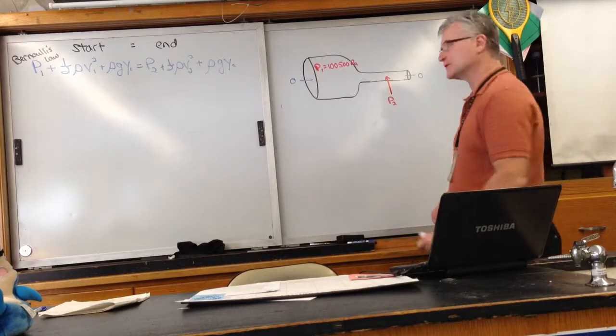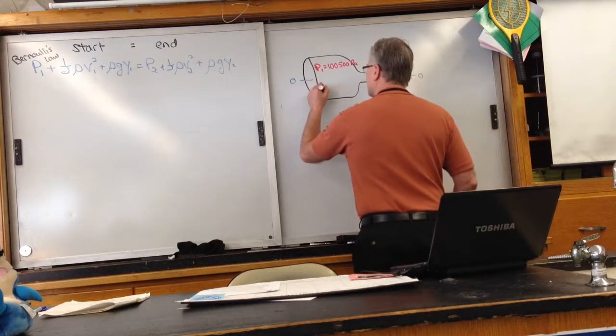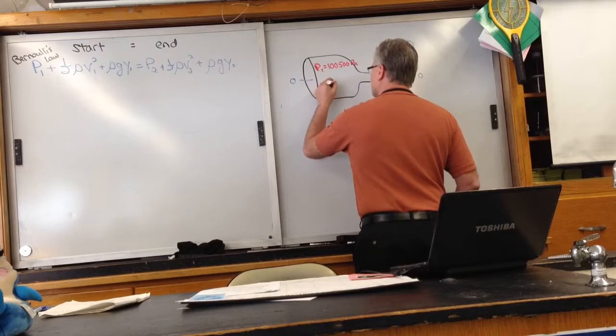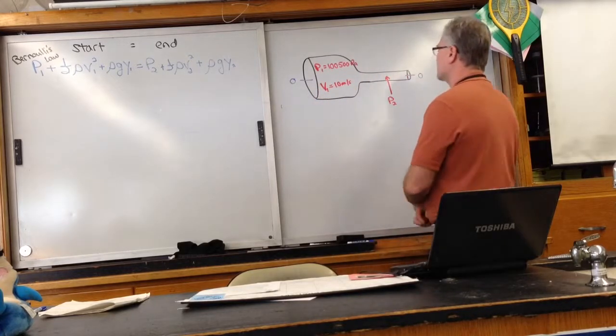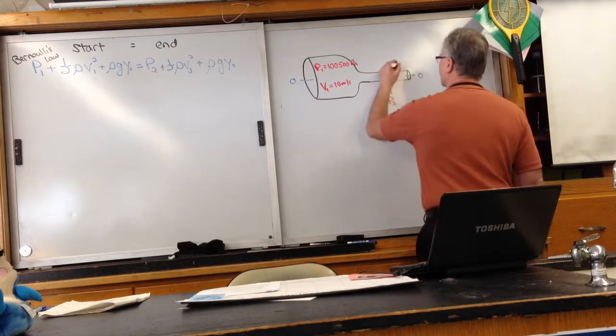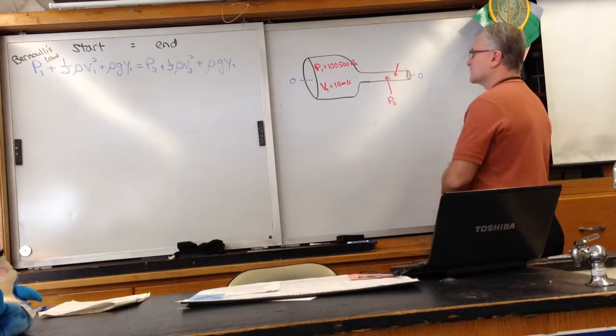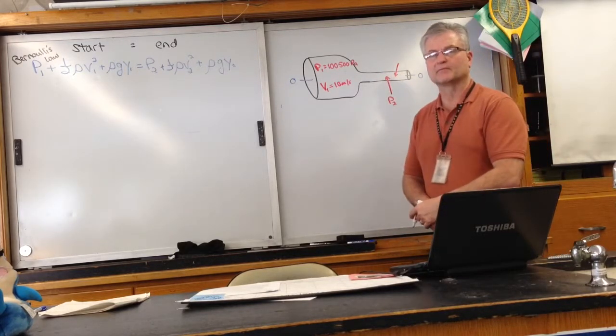Now there's a couple things I did note. The velocity of the water in this side of the pipe is 10 meters per second. And the velocity of the water in this side of the pipe is slightly more than that.